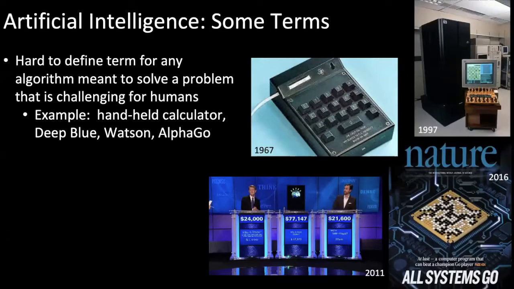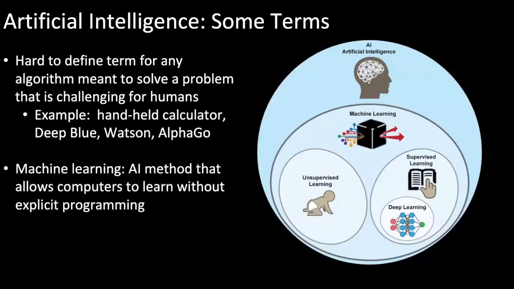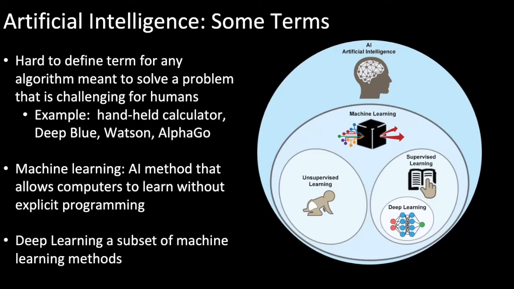I don't want to spend too much time on defining terms. Artificial intelligence has been claimed to be any algorithm meant to solve a problem that's challenging for humans. So you can imagine there's a huge list of things we could consider artificial intelligence. I like to think of machine learning as a subset of AI, where we actually can allow computers to learn without explicitly programming the rules by which they learn. And then finally, I'm going to be talking mostly about deep learning, which is down here, which is a subset of machine learning, and in fact, a subset of supervised learning, in which you train a model in a situation where you know all of the correct answers and you want to have the machine basically mimic those correct answers.